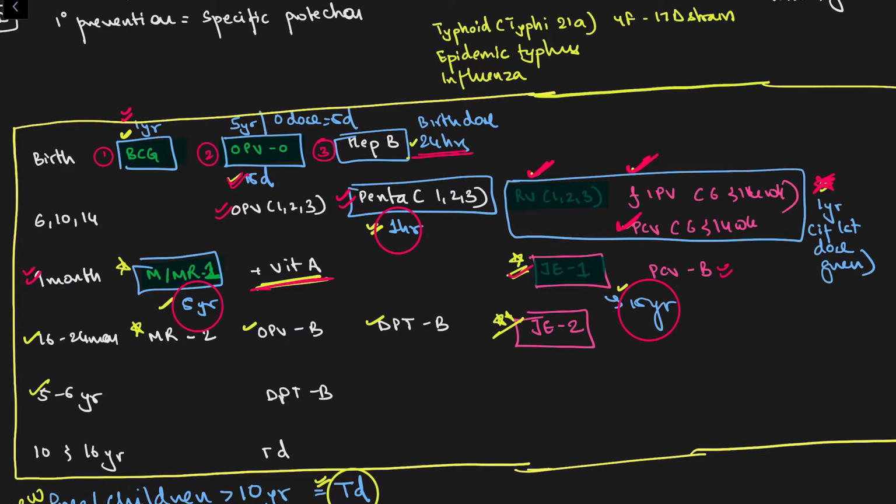Then at 16 to 24 months, second dose of measles and Japanese encephalitis is given along with booster dose of OPV and DPT. And at 5 to 6 years, again, booster dose is given, and at 10 to 16 years, TD is given. Remember, this is an update that initially only TT was given for older children and pregnant females, but now for pregnant females and children between 10 to 16 years, TD is given.